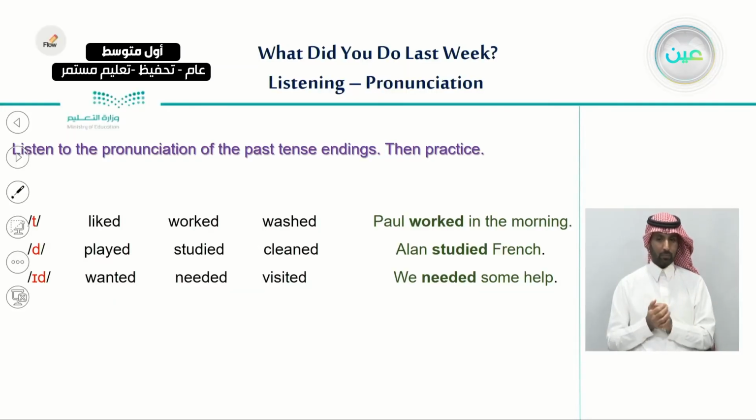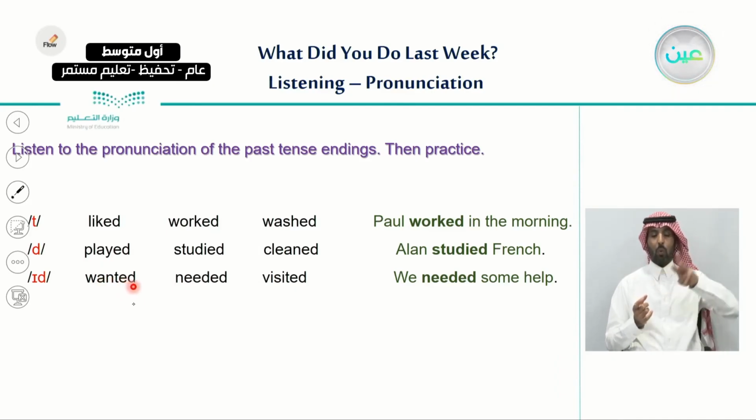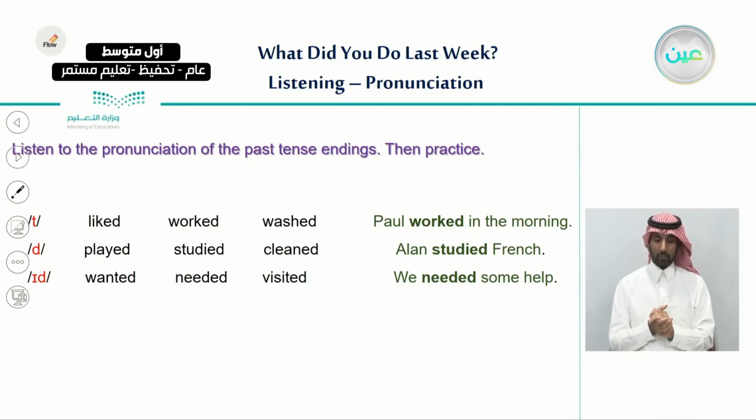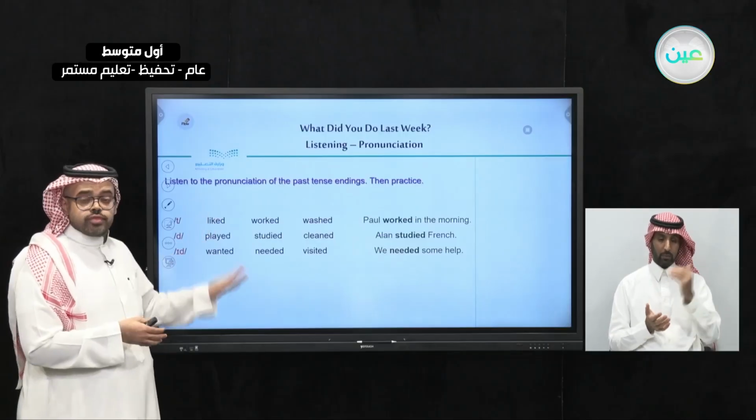And also the last list of our verbs today, here we pronounce it with a d, but a lighter one. For example, wanted, repeat after me, wanted, needed, visited. So when we have a sentence like this, we needed some help. We needed some help. Maybe we can see from the look that each of them ends with ed, but the pronunciation is different.